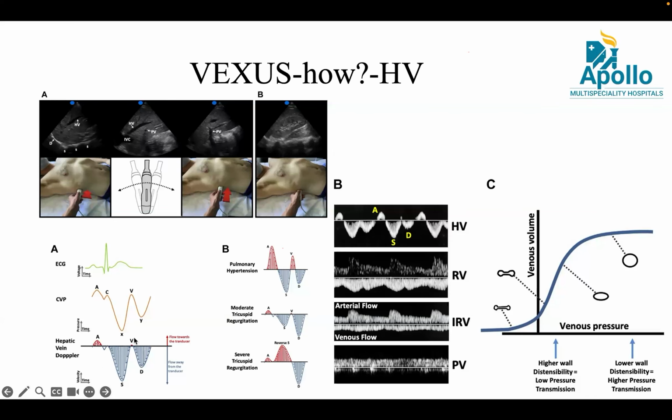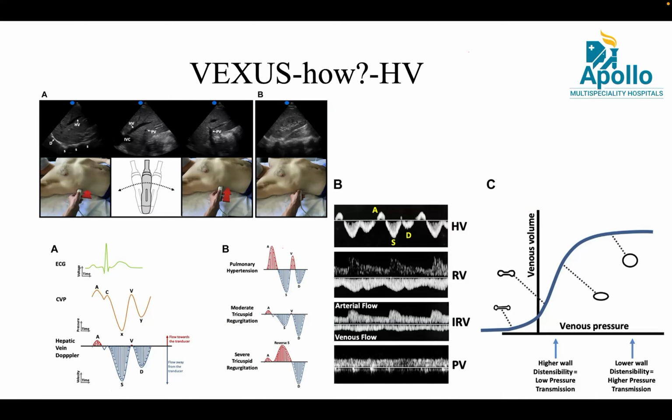S wave to D wave is the systolic part. S wave particularly. So normally your S is deeper than D. S is larger than D. If your S is smaller than D, that is grade 1 congestion, and if your S is reverse or S is merged with the D, it is severe congestion. So this is how you determine the congestion nature of the hepatic veins.